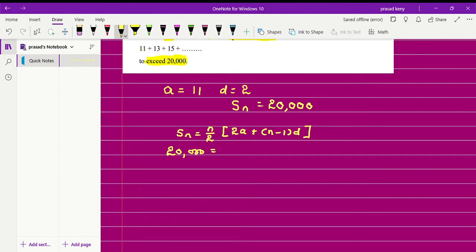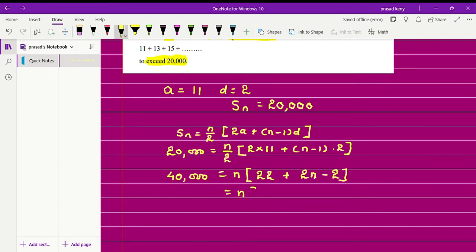Now here Sn is 20,000, that is equal to n upon 2 into bracket 2 into 11 plus n minus 1 into 2. So first cross multiply by this 2 which is in the denominator. So on the left hand side multiply by 2. So you will get 40,000 is equal to n into 22 plus 2n minus 2, which is n into 2n, and 22 minus 2, that is 20.